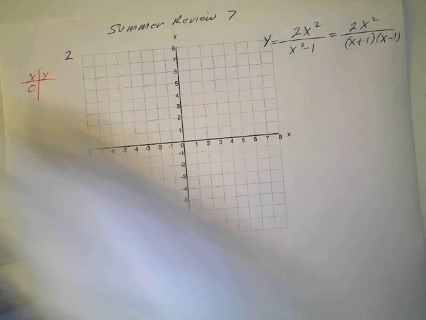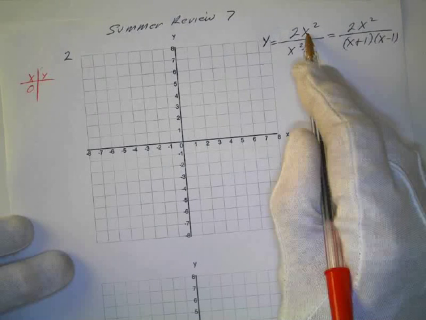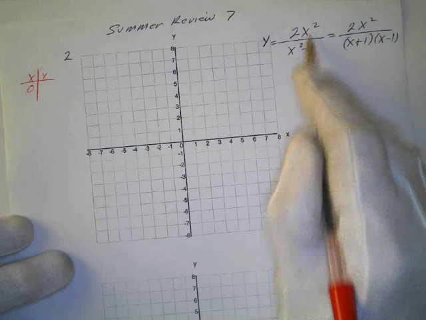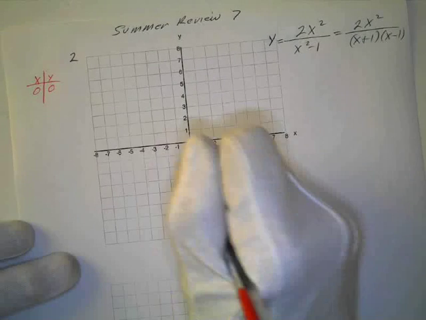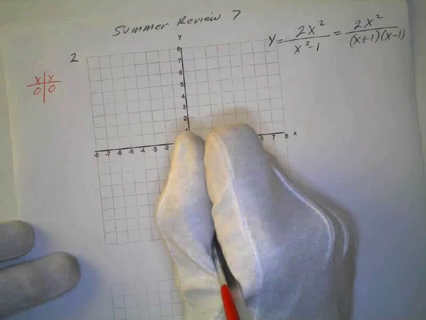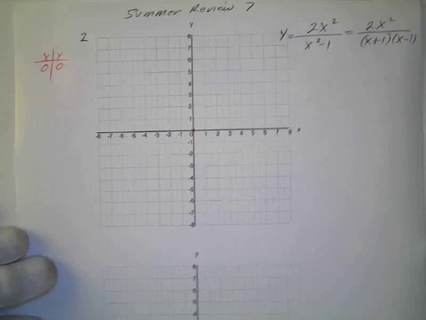So when x is equal to 0, I have 0 over 0 minus 1, which is just 0, so I have the point (0, 0) on here again. Okay, kind of like number 2.